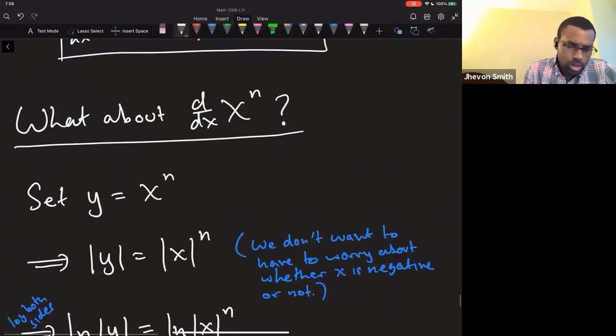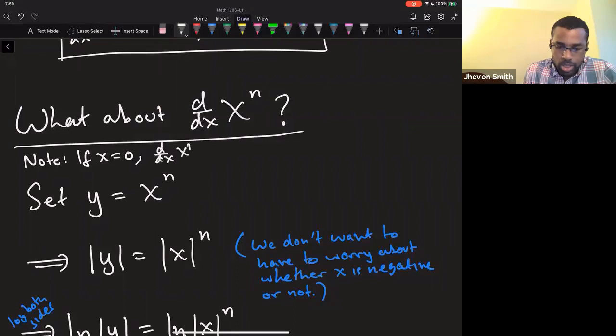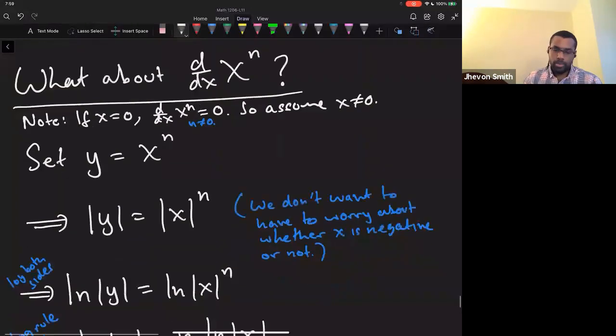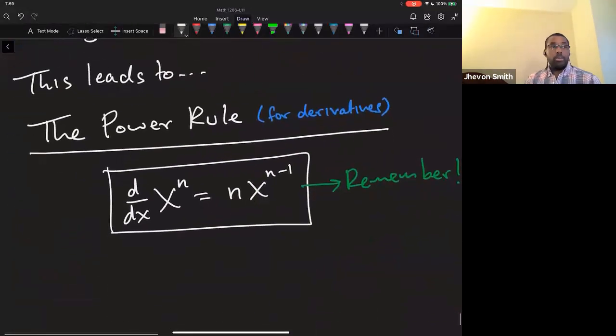You can also note if x equals 0, then the derivative of this would just be 0, right? So assume x not equal to 0, right? And of course, you would assume here also that your n is not equal to 0, because 0 to the 0 doesn't mean anything. It's undefined. All right, so yeah, that's something called the power rule. It's a super important rule.